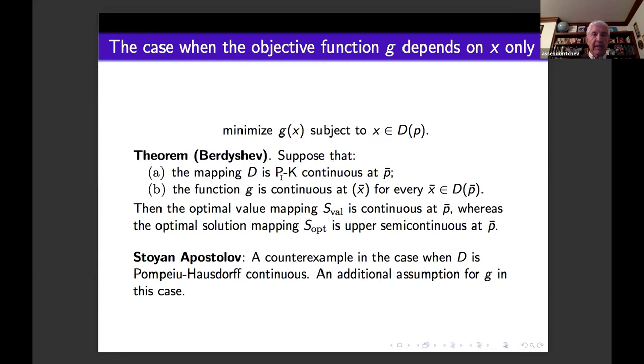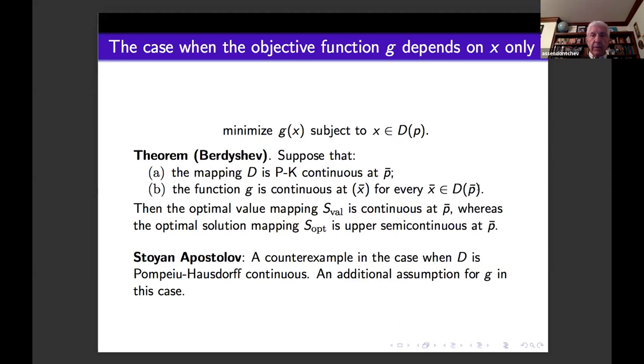Suppose that the mapping is Pompeiu-Hausdorff continuous. We don't have here the compactness requirement, which is very important because compactness is something terrible, in particular in infinite dimensional optimization and optimal control. It's a little bit too much. And then the function g is only continuous at x. This is a typo here. x should be without parentheses.